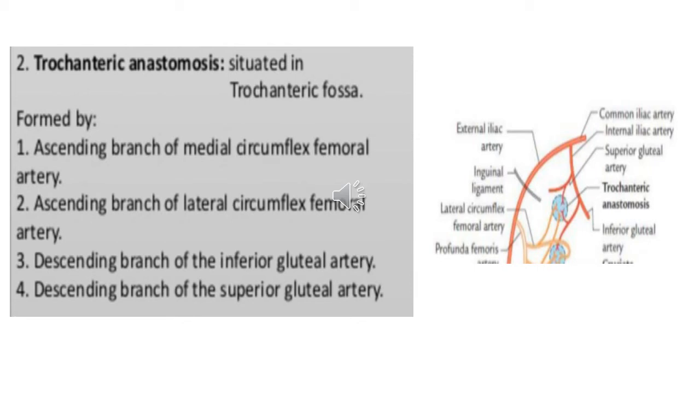So again, the inferior branch of superior gluteal artery, the descending branch of inferior gluteal artery, and the ascending branch of lateral and medial circumflex artery. So in the trochanteric anastomosis, we can see the ascending branch of lateral and medial circumflex femoral artery. In the case of cruciate anastomosis, we can see the transverse branch of medial and lateral circumflex artery. So this is trochanteric anastomosis that is seen in trochanteric fossa.